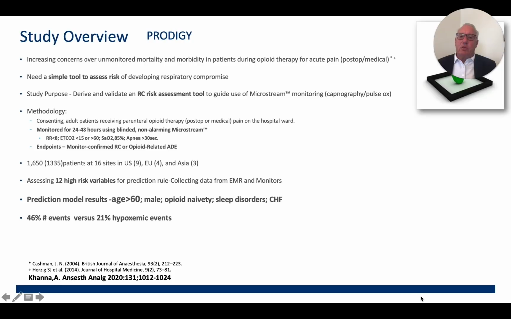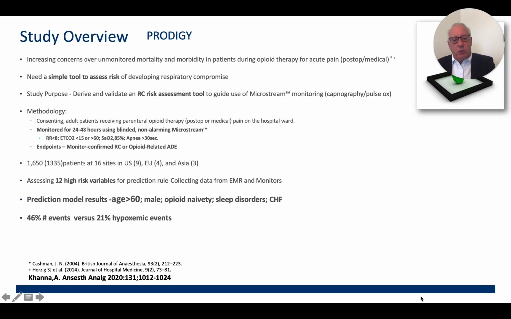They collected 12 high-risk variables and ended up with a prediction model for their results and a prediction score that was predicated on 5 things: age over 60, and as I showed earlier in other studies, worsening as you get older, male proclivity, opioid naivety, sleep disorders, and congestive heart failure. When viewed against just hypoxemic events that were recorded 21%, 46% of the events were noted in these particular patients.